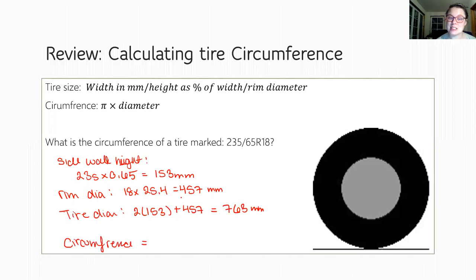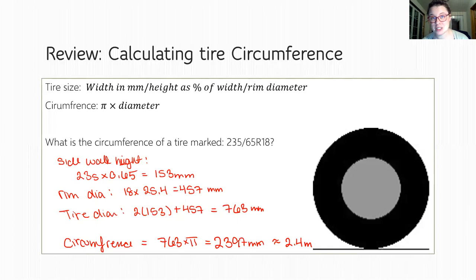The circumference is going to be equal to 763 times pi, which is equal to 2,397 millimeters. And to round off to one decimal place, like in the last question for meters, would be about 2.4 meters. So every turn of the tires, you are moving 20 centimeters further if you have a big tire and a little one.